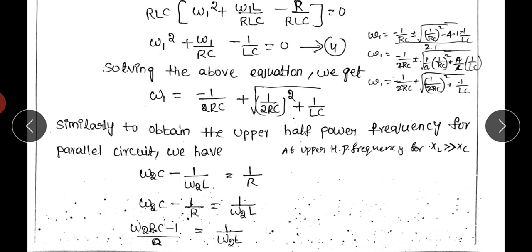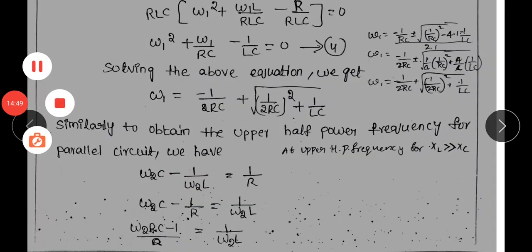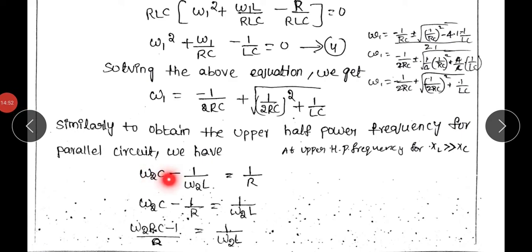Similarly, at the upper cutoff frequency, omega 2 means the upper cutoff frequency. At the upper cutoff frequency, XL is far less than XC, or XC is greater than XL. So in that case omega 2 into C minus 1 by omega 2 into L equals 1 by R, or omega 2 into C minus 1 by R equals 1 by omega 2 into L, or omega 2 into RC minus 1 by R equals 1 by omega 2 into L. This is the case XC greater than XL.